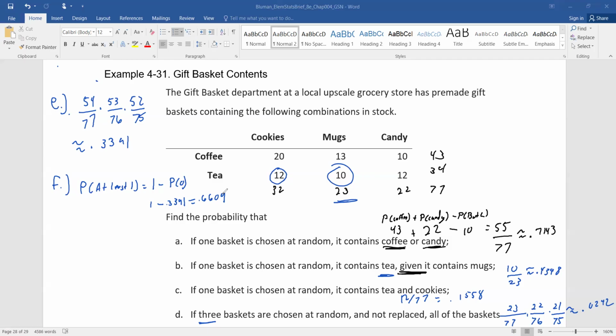All right, that will pretty much wrap up chapter 4, talking about probability and counting rules.